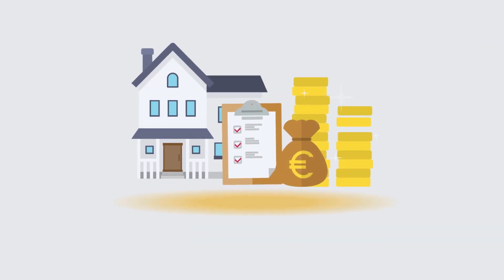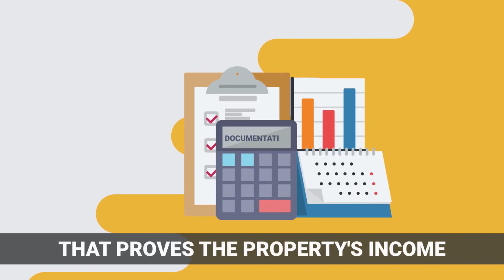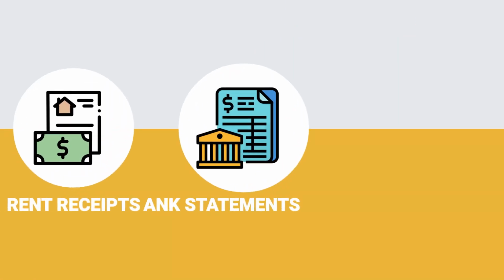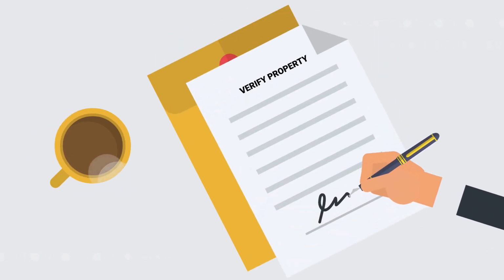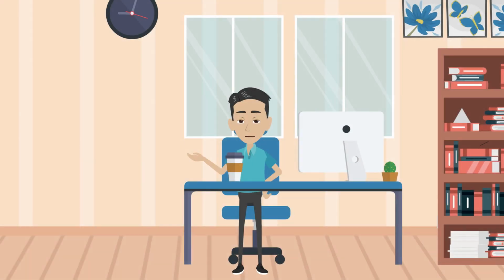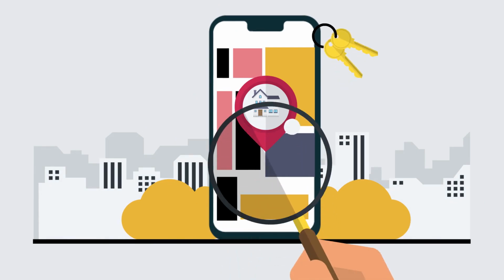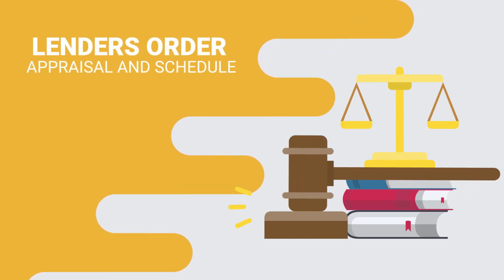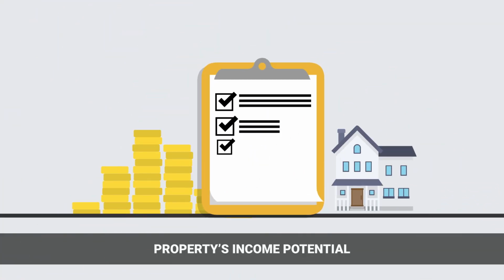Step 3. Submit proof of income from your property. Gather documentation that proves the property's income, such as rent receipts, bank statements, and tax returns. This helps verify the property's cash flow. Submitting the property's income documents is not possible when buying a new property, so lenders order an appraisal and rent schedule to evaluate the property's income potential.